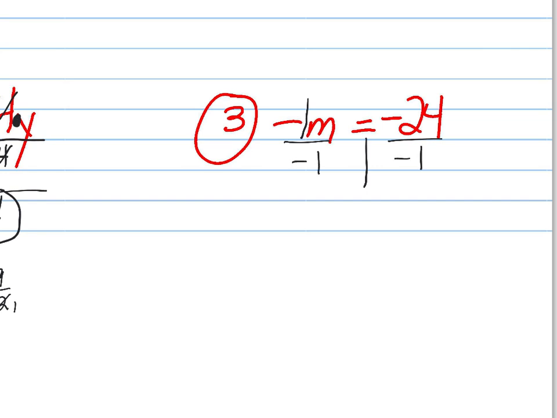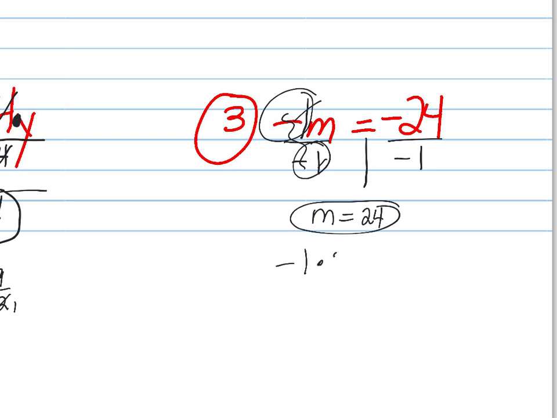Yeah, negative 1. You have to divide by the exact same number. If I said divide by 1, I would get a negative answer. Negative 1 divided by negative 1. M. Positive m, right? And what's m going to equal? 24. Plug it in. Negative 1 times 24. Is that equal to negative 24? Yes. Sure is. Do you have to show your work like this?